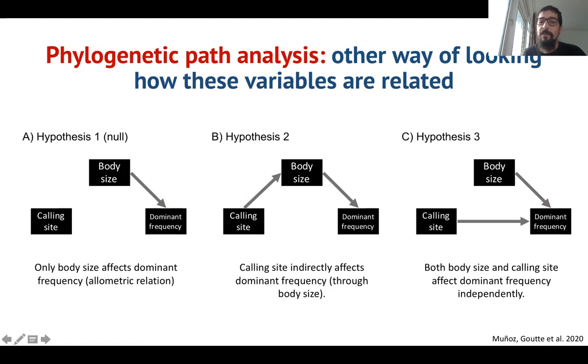Hypothesis 2 includes one direct link going from calling site to body size and still maintains the allometric arrow. And the third model, hypothesis 3, is that these 2 variables, body size and calling site, each one separately has an influence on dominant frequency.